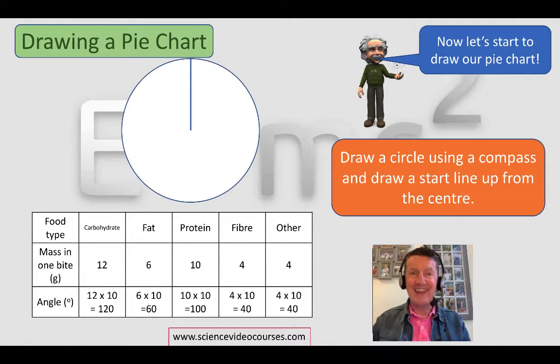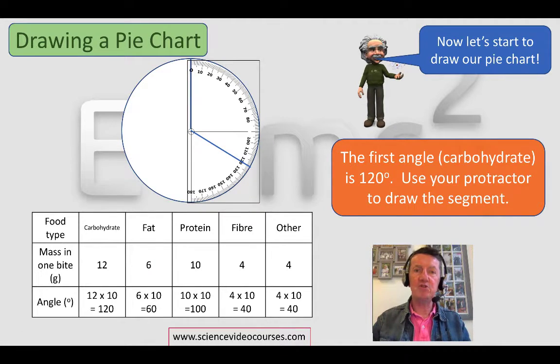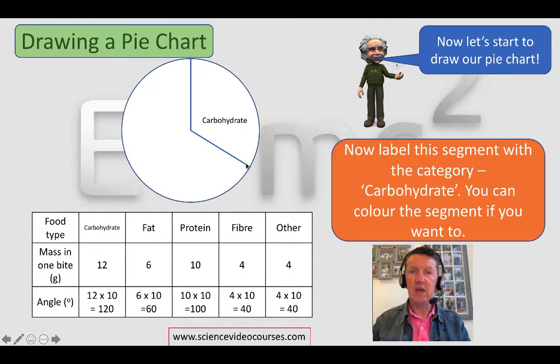So now again, somewhere in your pencil case you'll have some compasses. So draw a circle using a compass and draw a start line up from the centre like we've drawn here. Now lay your protractor onto the circle like we've done here and measure out the first angle, which we know is 120 degrees, and that comes to down here. So label it carbohydrates, and at this point if you're so keen you can colour it in. You could label it here or you could have a little key at the side, exactly up to you.